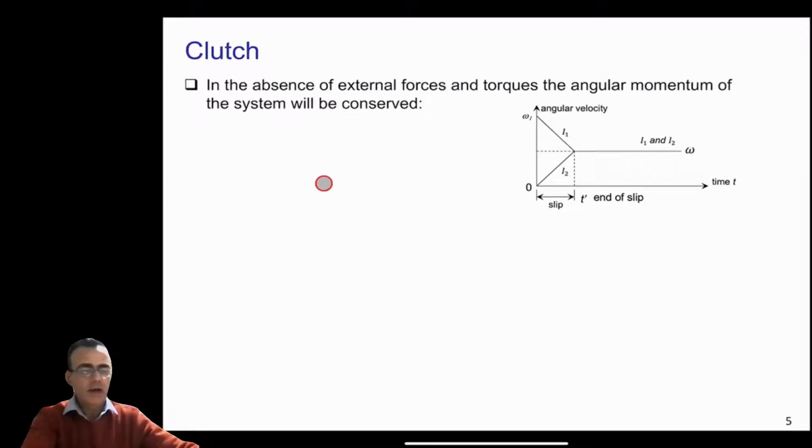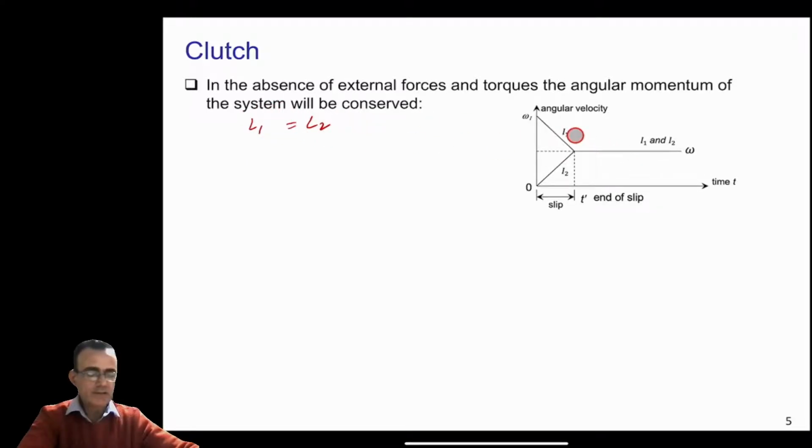Now, as you know, in this case there are no external forces and no external torques, so the angular momentum of the system will be conserved. So we know that the initial angular momentum L1 should be equal to L2, because there is no external force on the whole system.